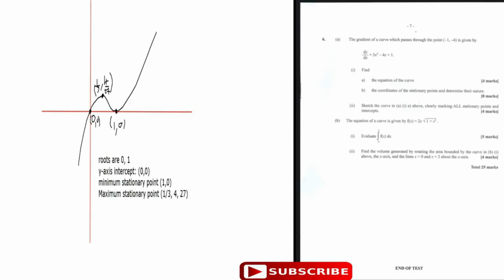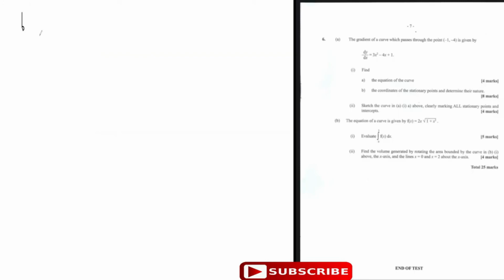Let's go to part B now. Part B says we are supposed to evaluate the integral from 0 to 3 of 2x plus f of x, which is 2x times the square root of 1 plus x squared. Evaluate the integral from 0 to 3 of 2x times the square root of 1 plus x squared dx.